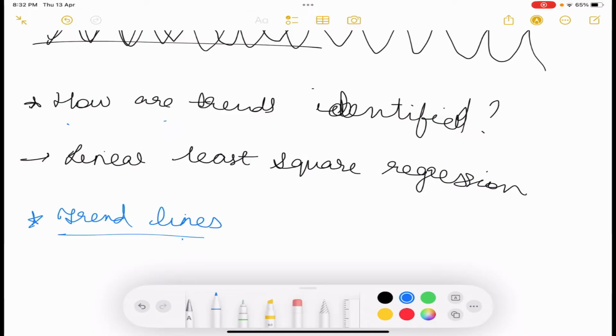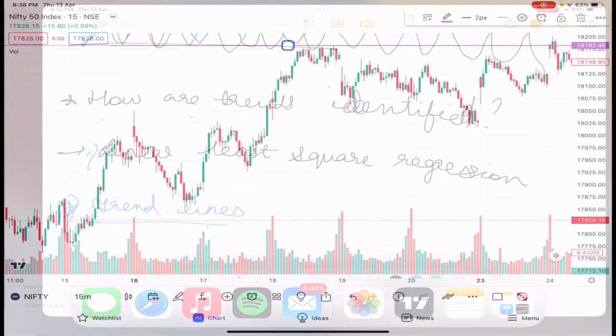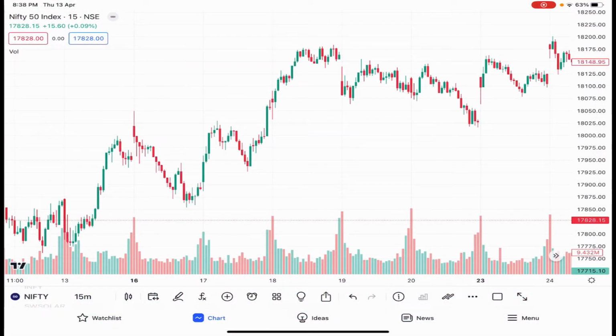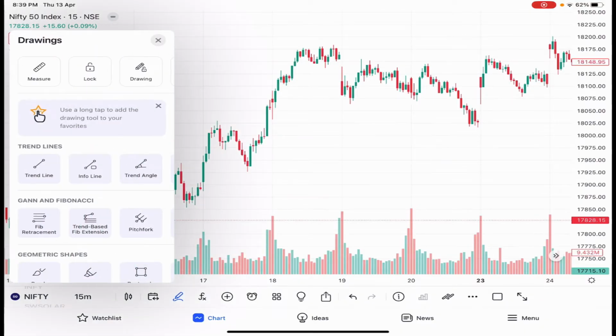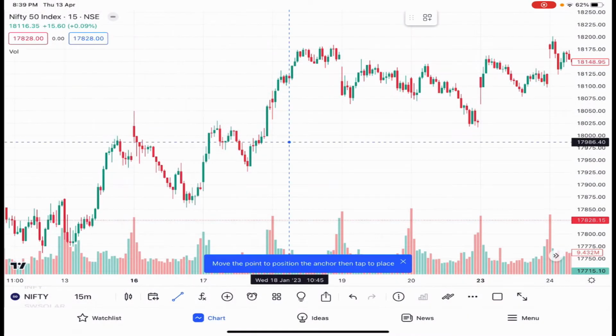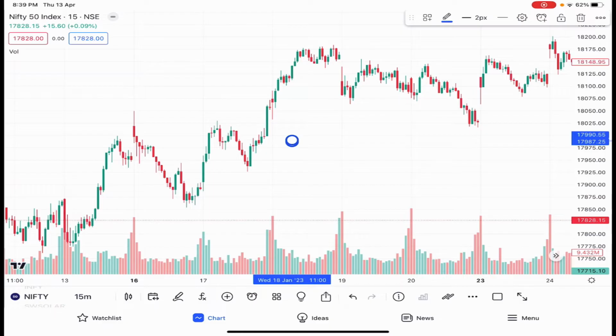So how are trends identified? The first method is linear least square regression and the second method is trend lines. To make a trend line, we are going to join the major points where the price is touching again and again, over and over again, and we join those lines and then we make a trend line. Let's see it. Do you see trend lines over here? I'm pressing the trend line tool and let us make a trend line.